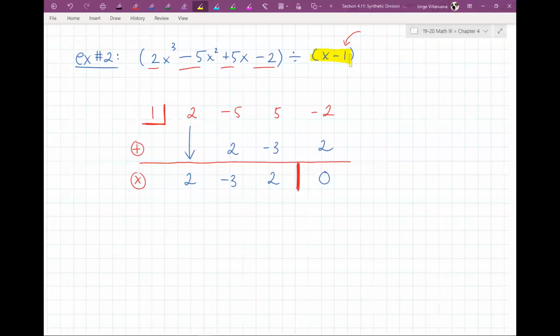So let's write our answer here. Since there's a remainder of 0, then I'm not going to put a remainder in my solution, okay?